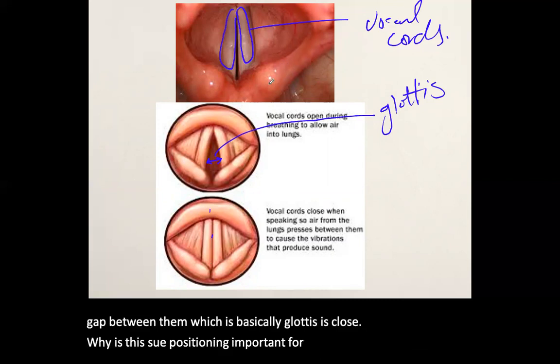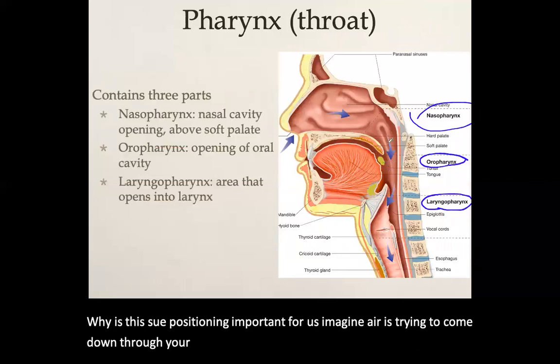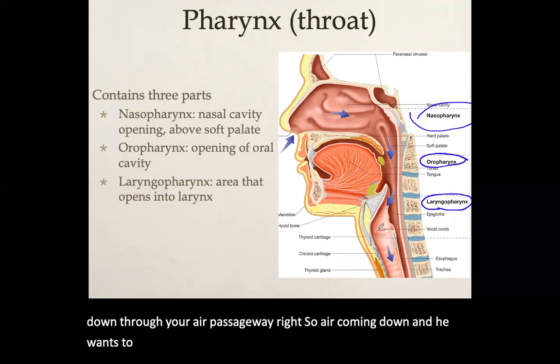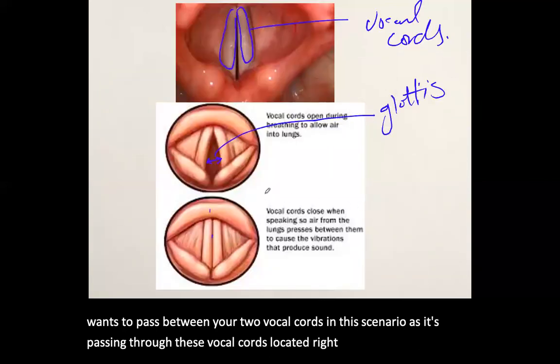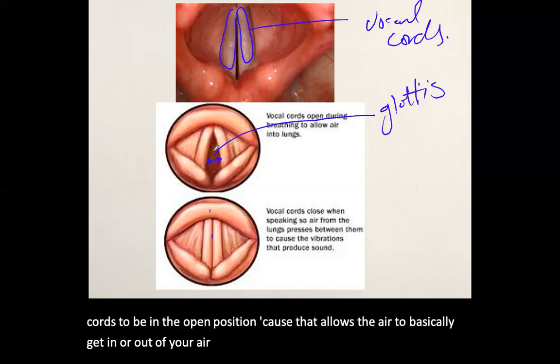So imagine air is trying to come down through your air passageway, right? So air is coming down, and it wants to pass between your two vocal cords. In this scenario, as it's passing through these vocal cords located right here, you want the vocal cords to be in the open position, because that allows the air to get in or out of your air passageway, allowing you to either exhale or inhale.